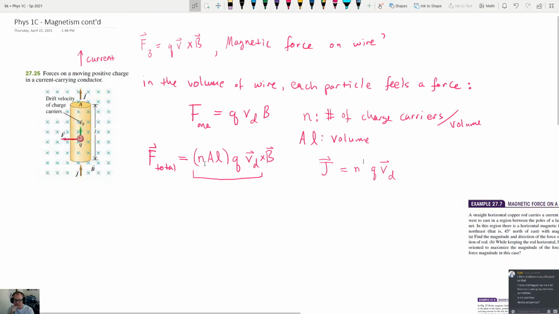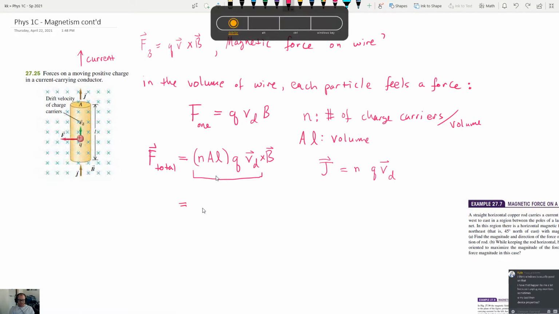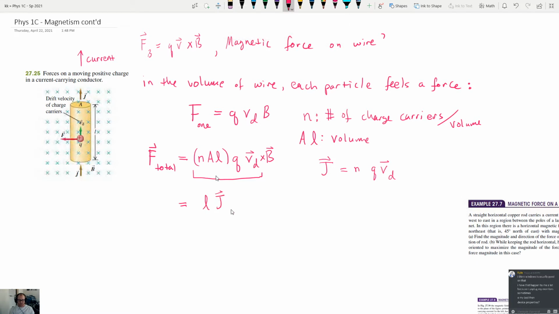So since those show up here, you have N, Q, and VD, then what we end up getting is the current density. Here we have length times the current density, NQVD. So there's still an A, right? And that's cross product with the magnetic field. And then what we're going to do is say, well, if we take J and we multiply by the area, J is current per area, so this is going to give us the current if we just take the absolute value of this. So we end up getting J times A is current, so we now have I, L, and B.